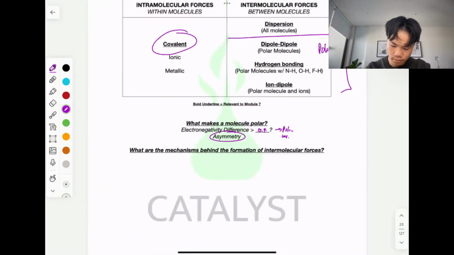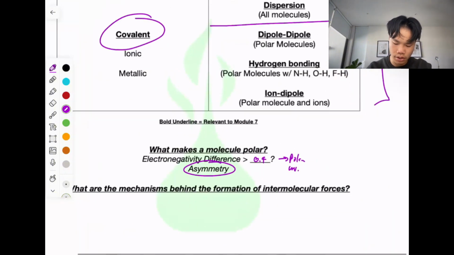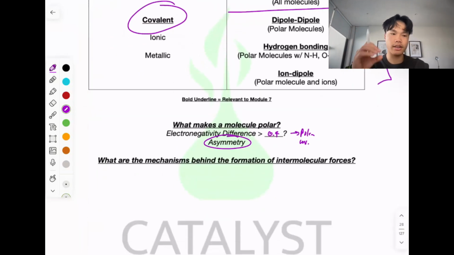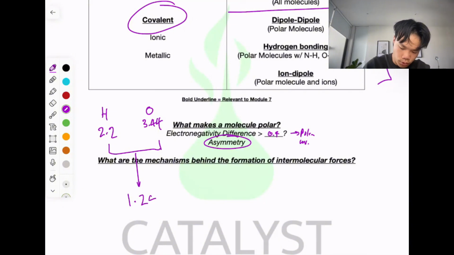What do you mean by the 0.4? Yeah. So on the Pauling scale, which is how we measure electronegativity, every atom is assigned an electronegativity value. So for example, hydrogen has a value of 2.2, whereas oxygen, I believe, has a value of about 3.44. So the difference in electronegativity is about 1.24.